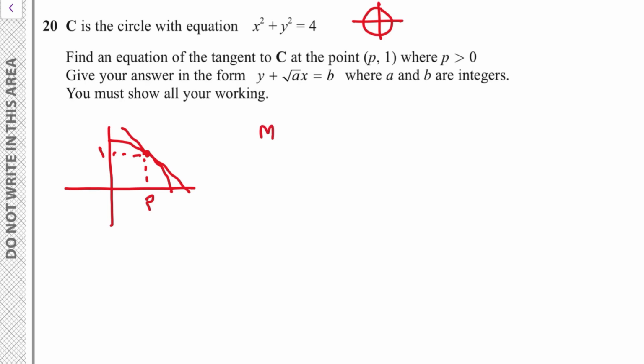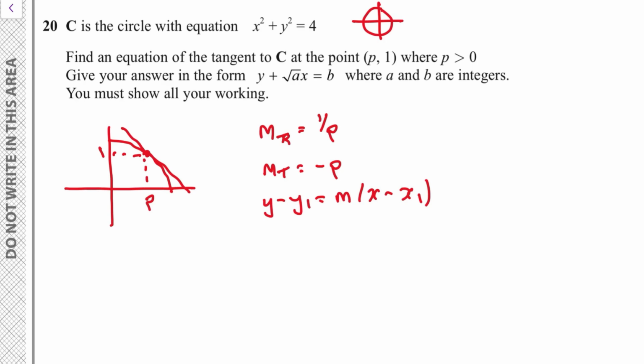Now, this is a pretty standard thing we should do quite a lot in lessons. So the way you do this is, in order to work out the equation of the tangent, I need the gradient of the radius. So the gradient of the radius is 1 up P across, so 1 over P, which means the gradient of the tangent is the negative reciprocal, which is minus P. And then I put all this together using y minus y1 equals m times x minus x1.